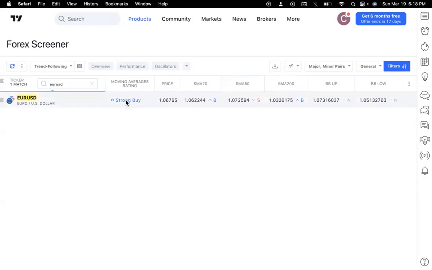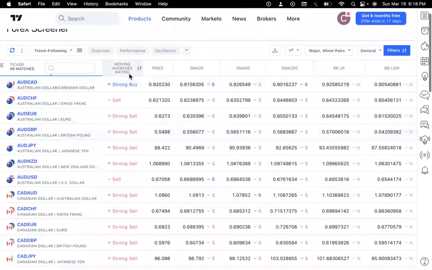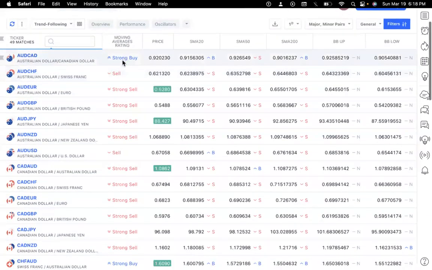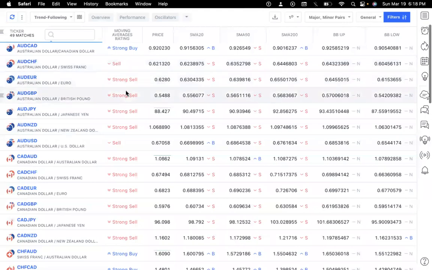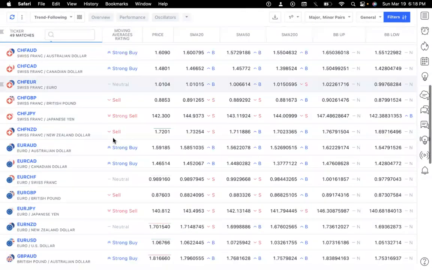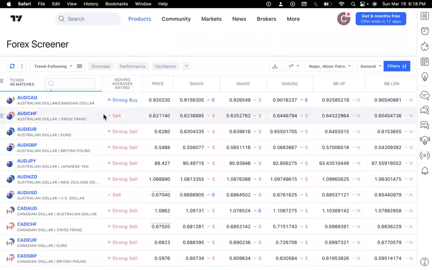So we can see the trend right now for Euro USD is a strong buy. It's not just a regular buy. So that's something that we can look at once we get into the chart. Now I just deleted it from this box so that we can see the different trends that will be highlighted by the screener's page. So we have a strong buy, sell, strong sell, sell, neutral, right? Euro CHF is neutral.